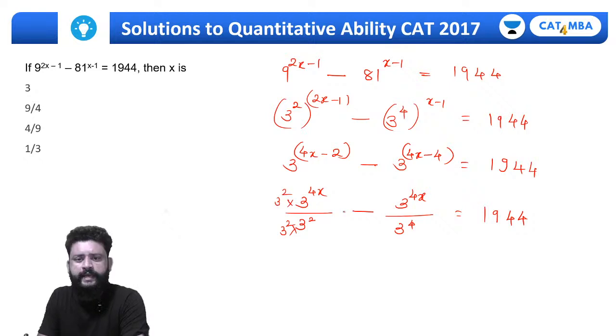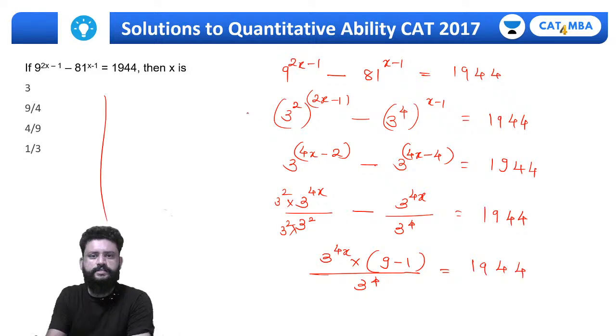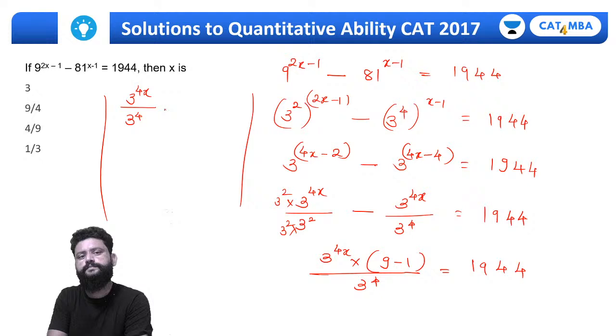Anyway, as you want to write. Then this will be 3 to the power 4x plus 2 minus 3 to the power, or let's do one thing, take 3 to the power 4x common. 3 square is 9 minus 1, and in the denominator will come 3 to the power 4. Right, 9 minus 1 is 8 and it must be 1944. So I'll write here the last few steps. So 3 to the power 4x on 3 to the power 4 into 8 must be equal to 1944. I'll just divide it by 8.